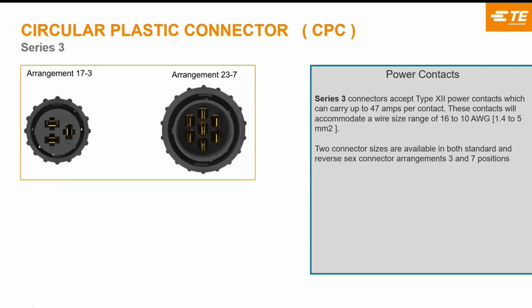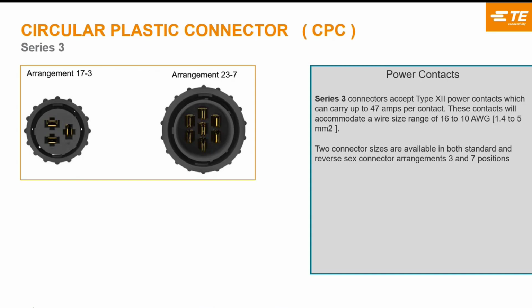Series 3, these are power contacts, current ratings up to like 45 or 50 amps. We have a limited number. You see a 3 position and a 7 position here. These are larger wire sizes of 1.4 to 5 millimeter square wires and larger current ratings.